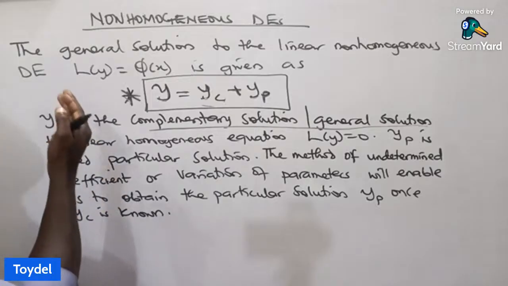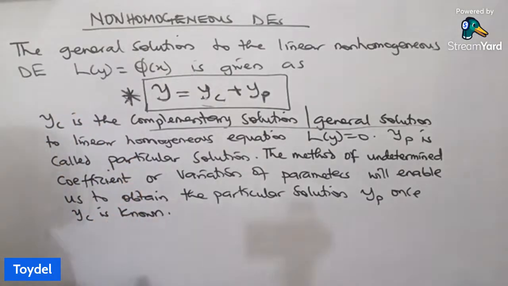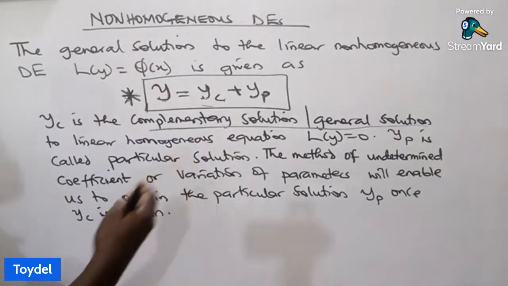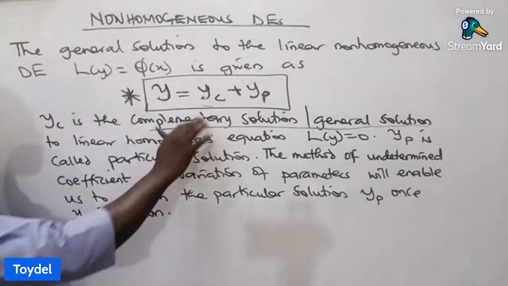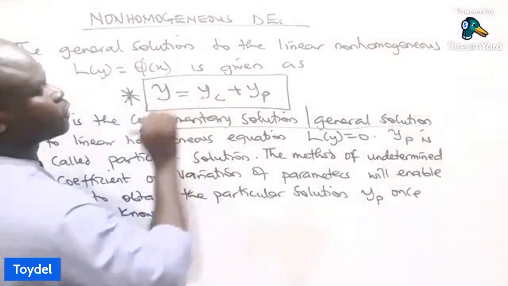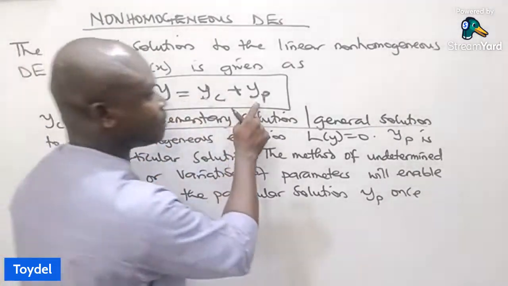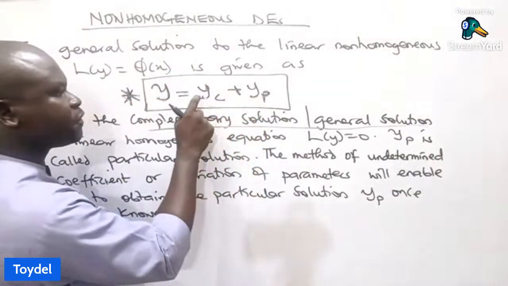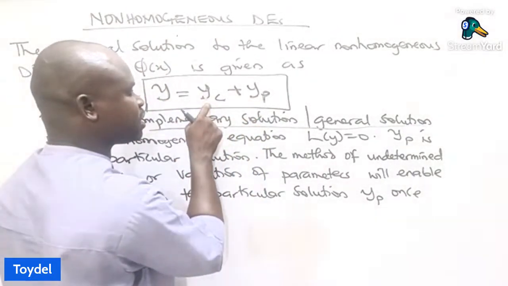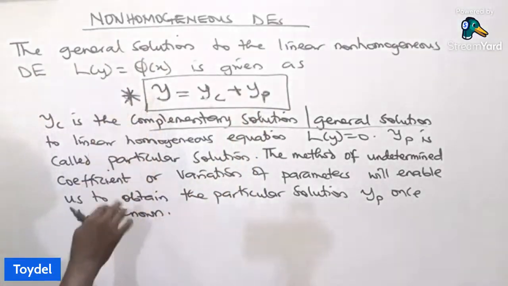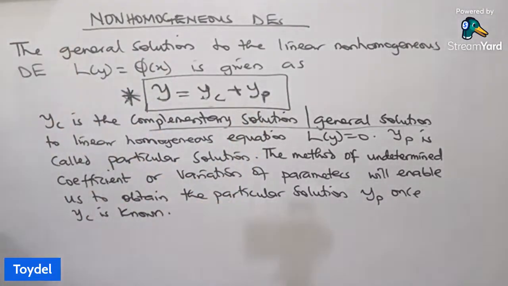When we have non-homogeneous differential equations, we can't solve them directly. What we do is remove whatever we have at the right hand side and change it to 0. We go ahead and solve and first find the complementary solution. Once we get this complementary solution, we use it to generate the particular solution. If you have gotten the complementary solution plus a particular solution, that will represent the general solution to non-homogeneous differential equations.